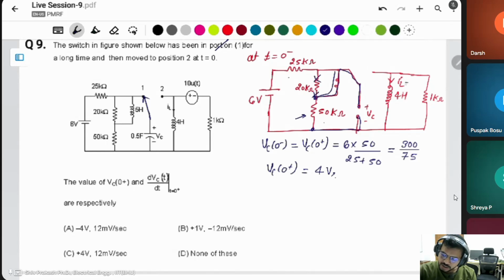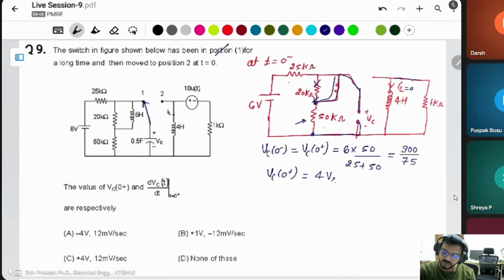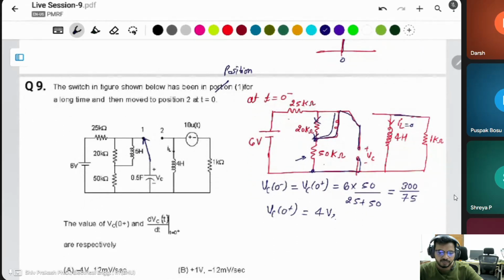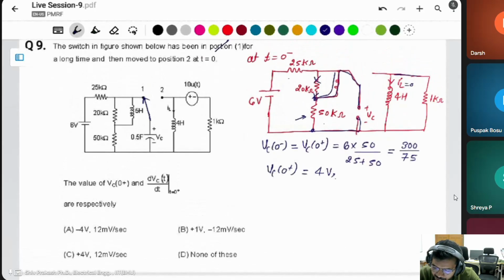In this condition, inductor initial current is 0. Ut starts from t is equal to 0 only, and then this 10 volt is given. After t is equal to 0, this is the 10 volt. Then all the values are asked at t is equal to 0 plus. Then again draw the circuit at t is equal to 0 plus.